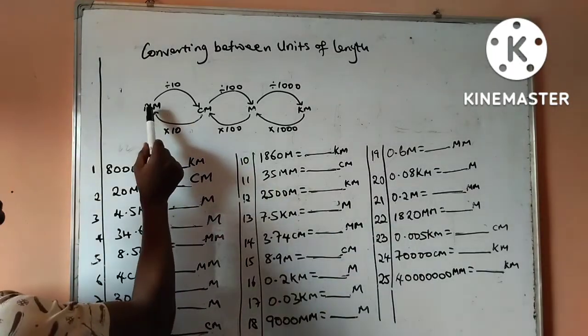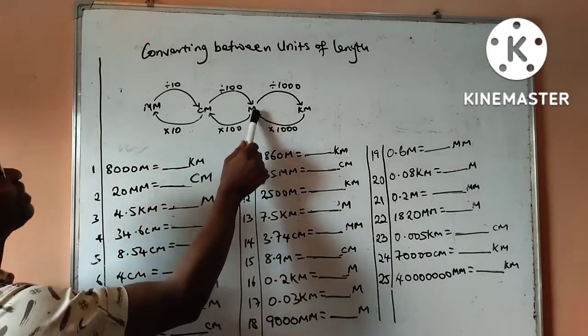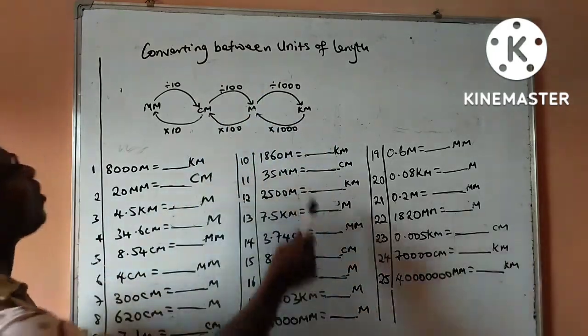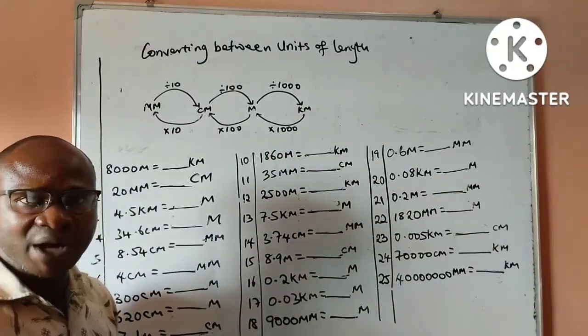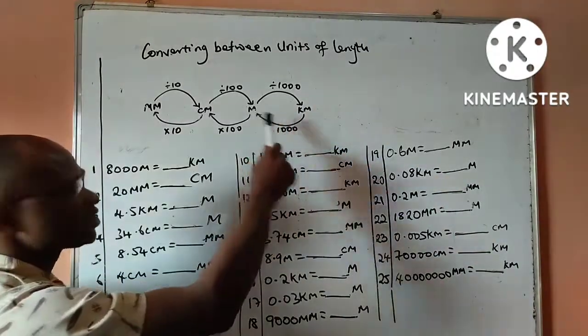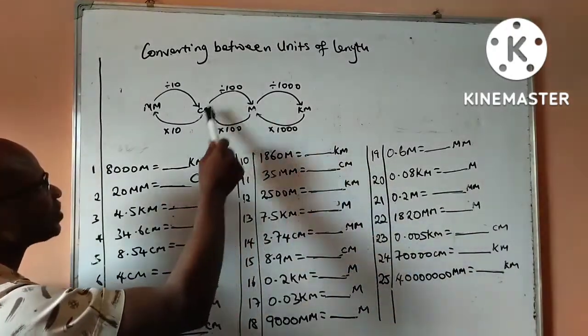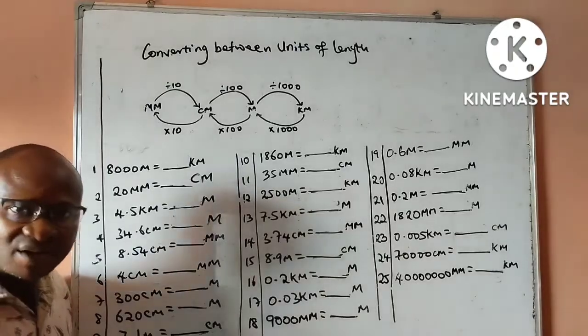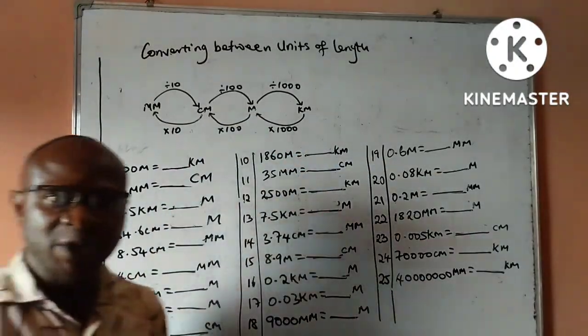So from mm to cm, I divide the number by 10. From cm to meters, I divide by 100. From meters to kilometers, I divide by 1000. But when I want to convert from kilometers back to meters, I multiply by 1000. If I want to convert from meters to centimeters, I multiply by 100. And if I want to convert from centimeters to millimeters, I multiply by 10.